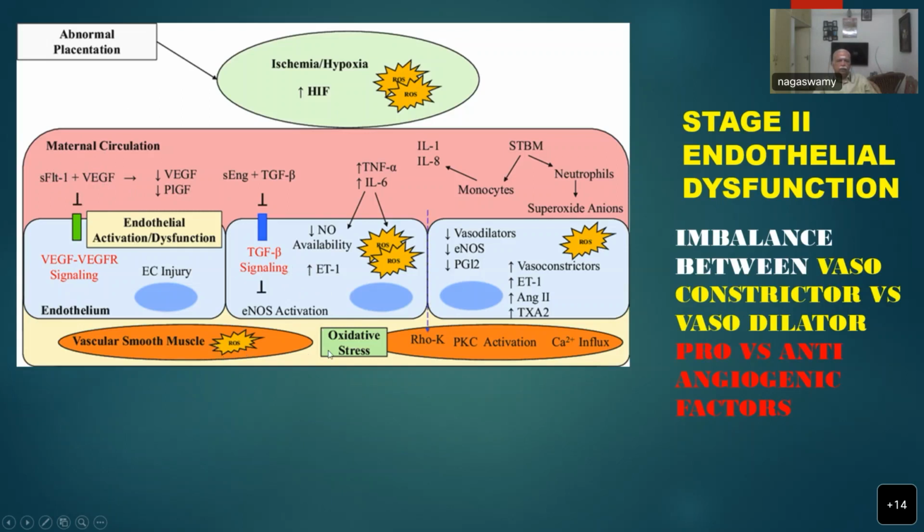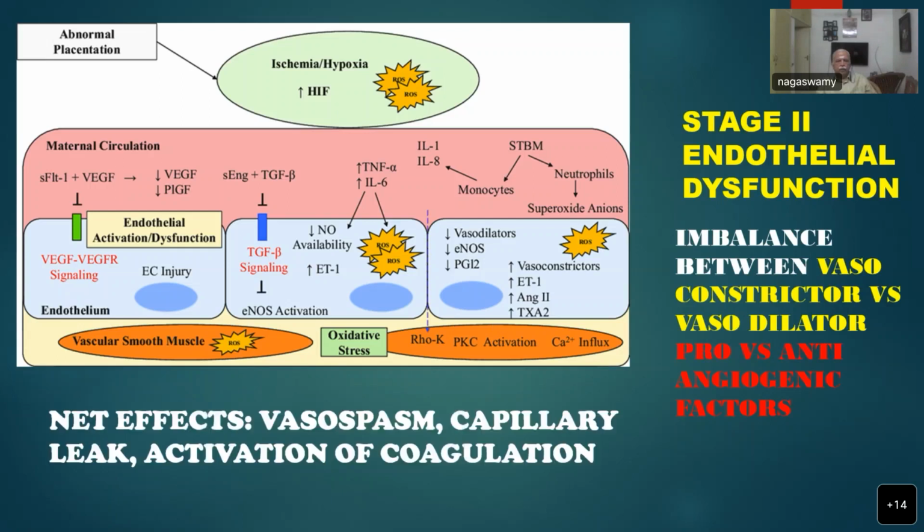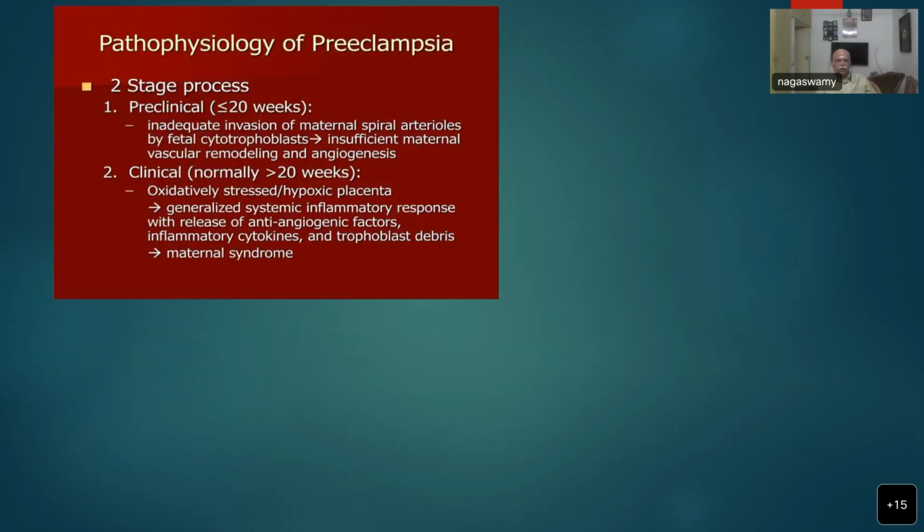Vascular smooth muscle is affected, oxidative stress is produced, and calcium influx alteration takes place, along with superoxide ion. So there are generalized inflammatory changes throughout the vasculature of the pregnant woman, which result in this particular systemic disorder. The net effects are vasospasm, capillary leak, and activation of coagulation. These are the changes that happen in the maternal circulation also. I hope this description is sufficient for describing how it is happening.